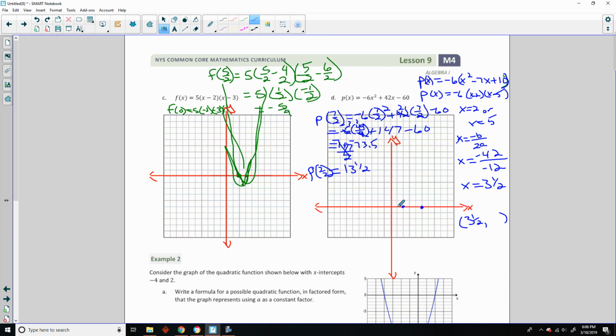So if I go over 1, 2, 3.5 and go up 1, 2, 3, 4, 5, 6, 7, 8, 9, 10, 11, 12, 13.5 is right here. Okay, so let me move this equation out of the way, and now you see where my graph should be. It's going to come down like that and go down forever on both sides, like so. I missed a little, it's hard to draw with this, and there you see the parabola.